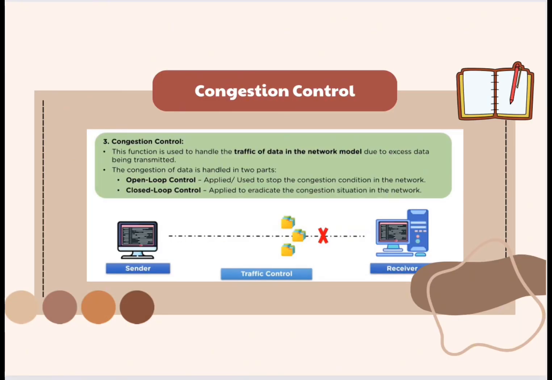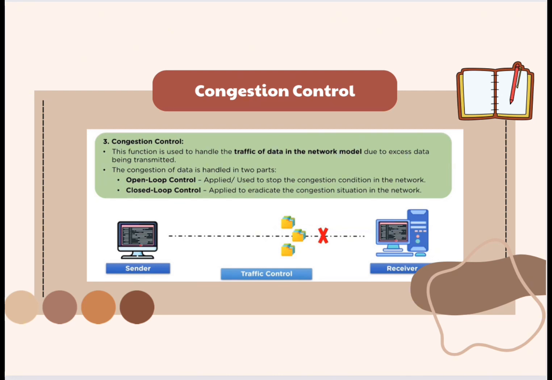Congestion control. This function is used to handle the traffic of data in the network model to avoid excess data being transmitted. The congestion of data is handled in two parts. First, open loop control. Second, closed loop control.